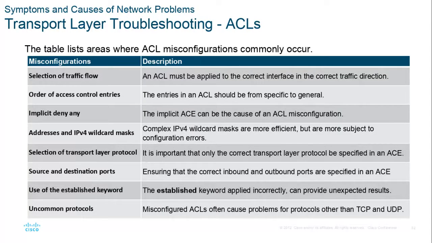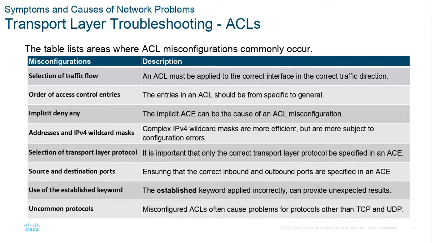Okay, access control lists have to be applied to the correct interface in the correct direction, and the entries should go from specific to general. You should try to organize the list so that the most hit entries are at the top of the list. It reduces processing time. Don't forget about the implicit deny any at the end of every access control list, because if there's no permit anywhere, all traffic is denied.